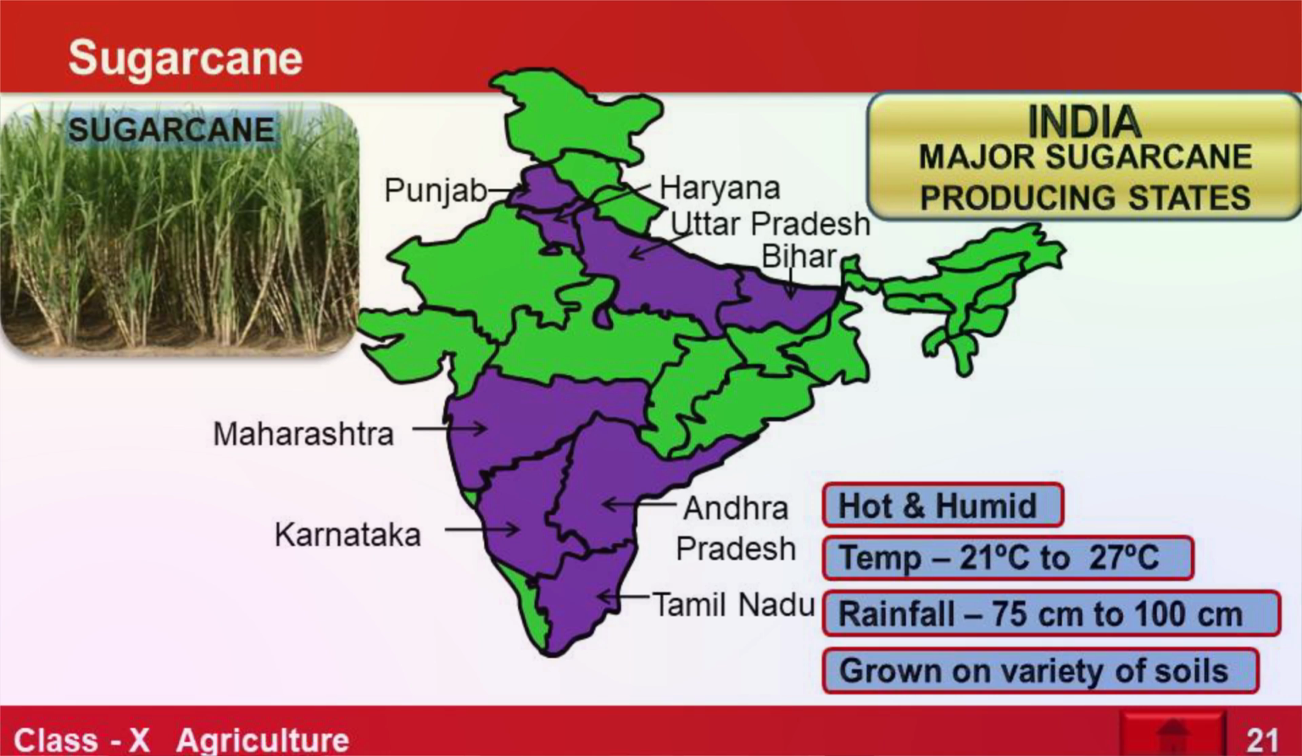It can be grown at a temperature of 21 to 27 degrees Celsius, and rainfall below 100 centimeters is required. And interestingly, sugarcane can be grown on any soil in India, and it requires 1 year to grow. That is also part of it. So sugarcane is a good product for our farmers to grow, and much sought after in terms of gur.